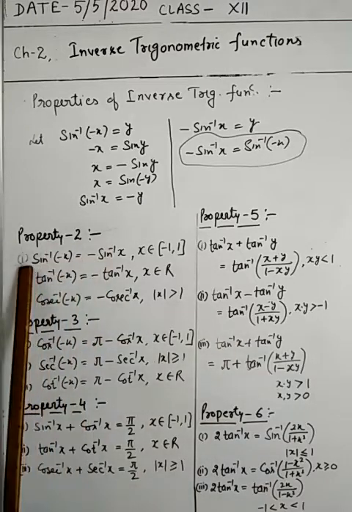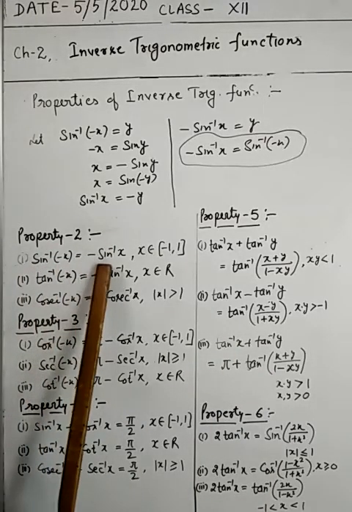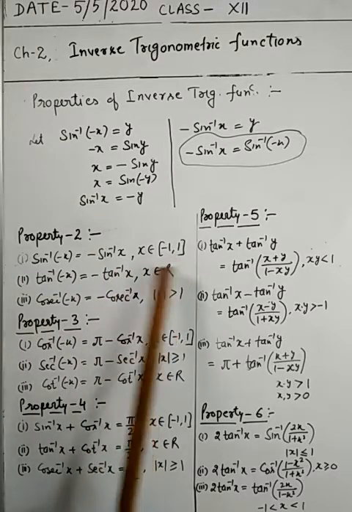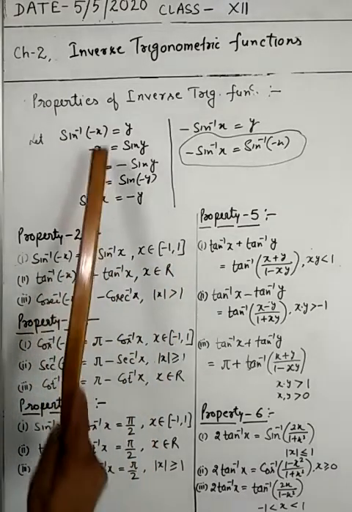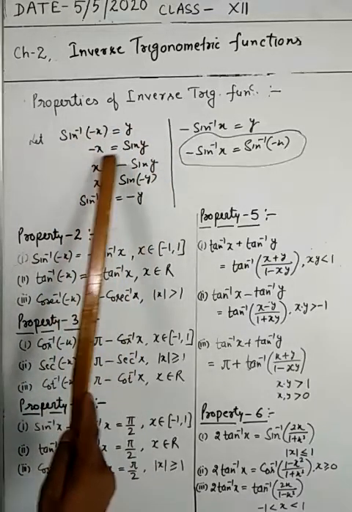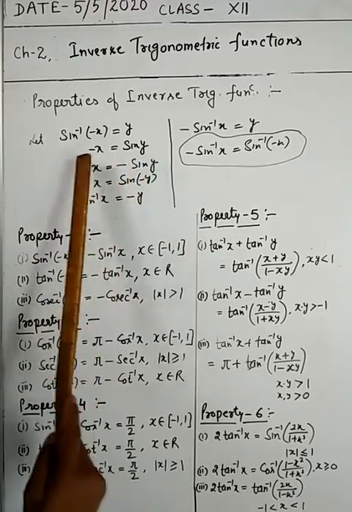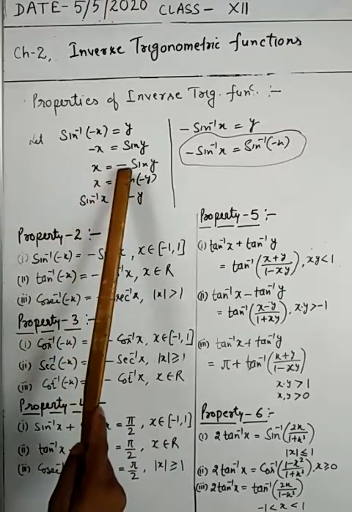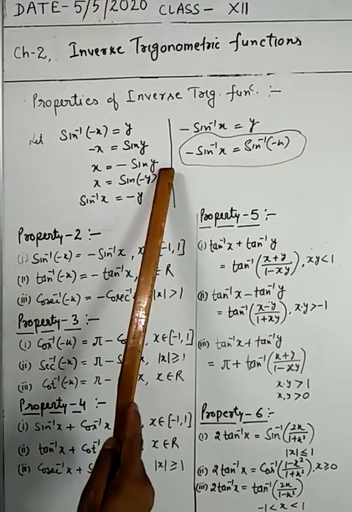Property 2, first part: sin inverse of minus x equals minus sin inverse x, where x belongs to minus 1 to 1. Let us consider sin inverse of minus x equal to y. Take sin inverse to this side, this is minus x equal to sin y. Multiply both sides by minus sign, this is x equal to minus sin y.